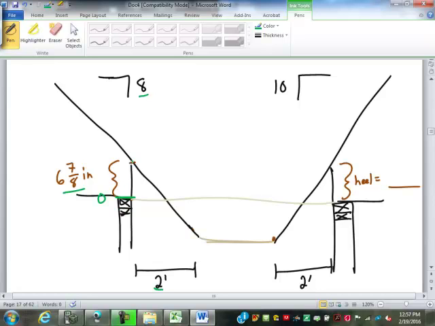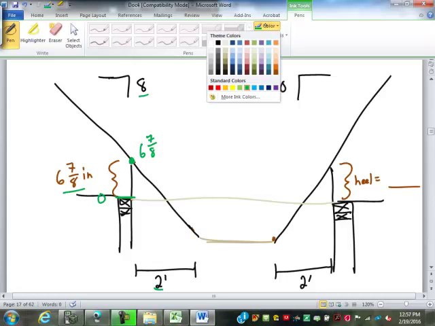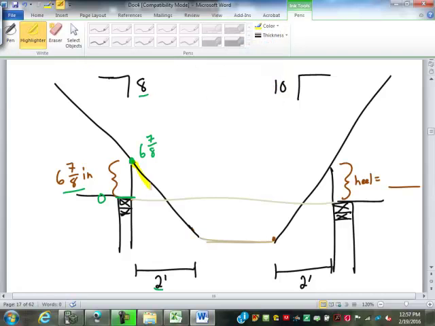Now we're going to go up to the top of the heel. What's this height at here? 6 7/8. And then we're going to go down to the bottom of the tail. Now we're going to have to do some calculation. First thing we need to know is how far did we drop?